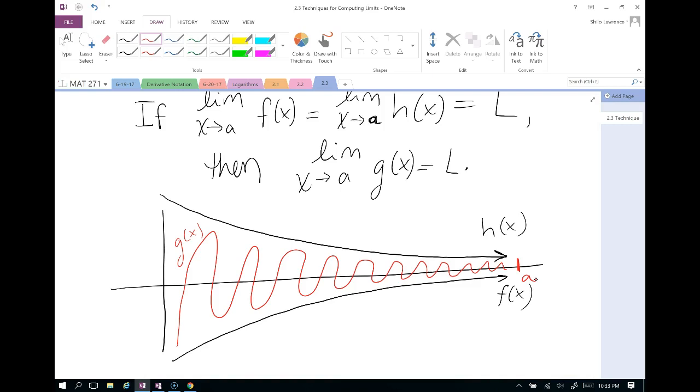So that's the idea. If g is in between them, then g has got to have the same limit. If it doesn't have the same limit, then at some point g has to break out of their grasp.